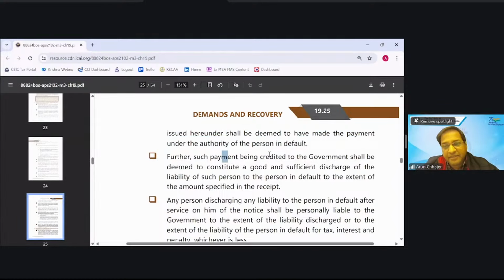Further, such payment being credited to the government shall be deemed to constitute a good and sufficient discharge of the liability of such person to the person in default to the extent of the amount specified in the note. हाँ, ये भी इंपॉर्टेंट है. अब रेंट का अमाउंट टेनेंट ने गवर्नमेंट को पे कर दिया इंस्टेड ऑफ लैंडलॉर्ड, तो क्या वो लैंडलॉर्ड फर्दर रिकवर करेगा रेंट का अमाउंट? Then in that case, such payment being credited to the government shall be deemed to constitute a good and sufficient discharge of the liability of the tenant to the landlord to the extent of the amount specified in the receipt.